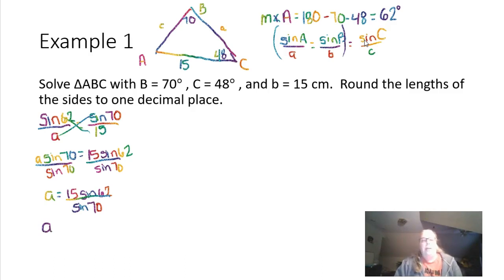Now we're going to put that in the calculator. Make sure you're in degrees before you put it in there. And if I round this to 1 decimal place, I get 14.1 centimeters.